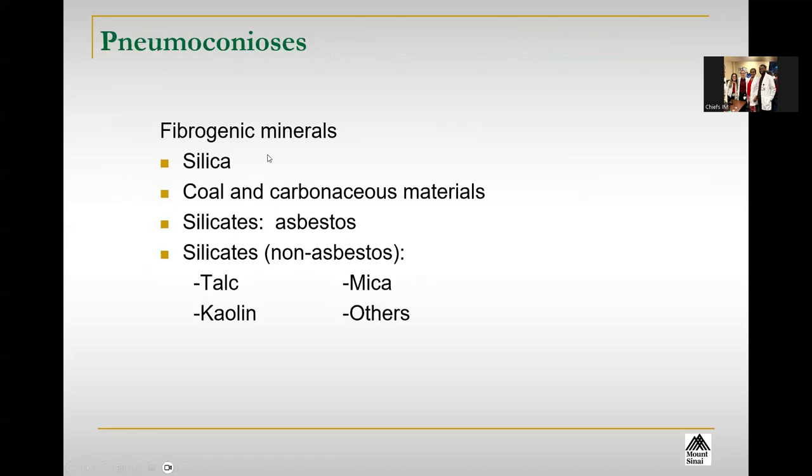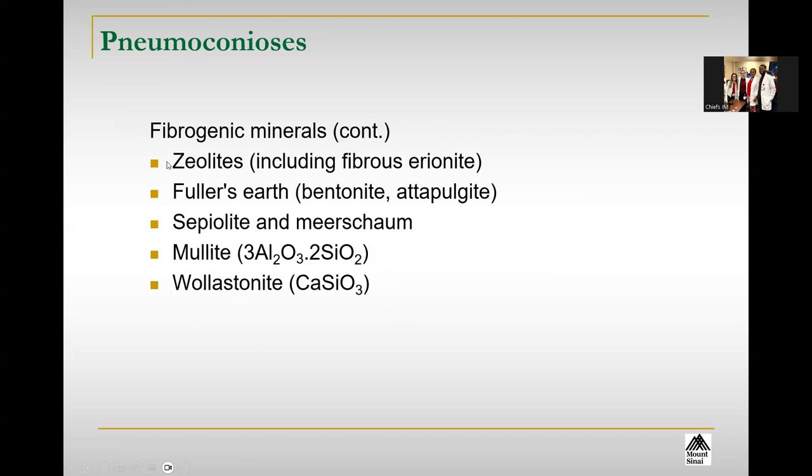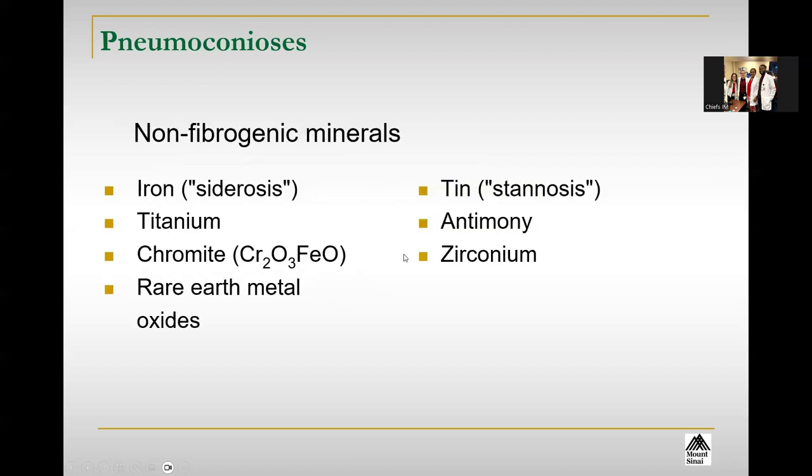So amongst the fibrogenic minerals, dusts, and fibers, I'll just mention some of the best known ones: silicon dioxide, silica, coal dust, and carbonaceous materials. And then there's a variety of silicates, which we can divide into asbestos or asbestiform types, like asbestos itself, or the non-asbestos silicates like talc, kaolin, and mica, and there are others. But these are the major fibrogenic materials. These others are less frequent, and they have some very colorful names, and sometimes require mineralogical expertise to establish. They may be silicates like these two that I listed here at the end, but they are much less frequent.